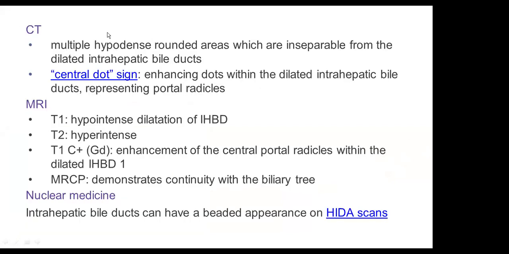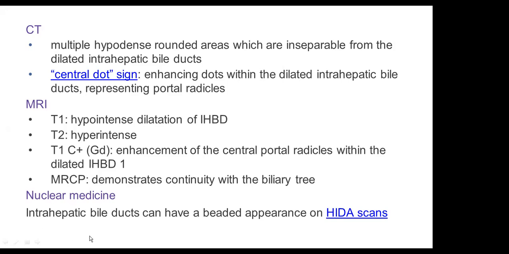By CT scan, a dilated intrahepatic duct will be seen as a hypodense round area, inseparable from other dilated intrahepatic bile ducts. And the central dot sign, as we said, is enhancing ducts within the dilated intrahepatic duct, representing the portal radicals. By MRI, the dilated intrahepatic ducts are T1 hypointense and T2 hyperintense. With gadolinium, we can see the enhancement of the portal vein radicals within the dilated intrahepatic duct, which is the central dot sign. MRCP and ERCP will demonstrate the continuity with the biliary tree for confirmation.